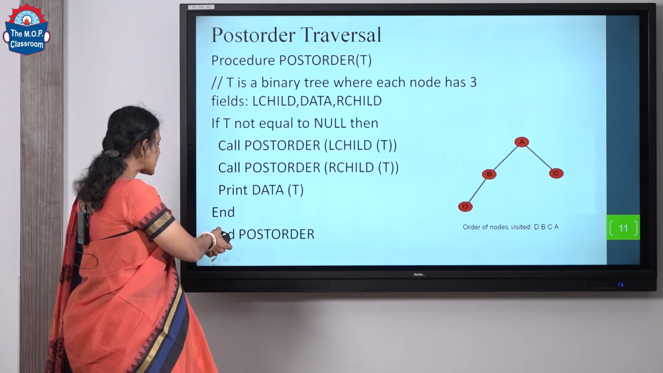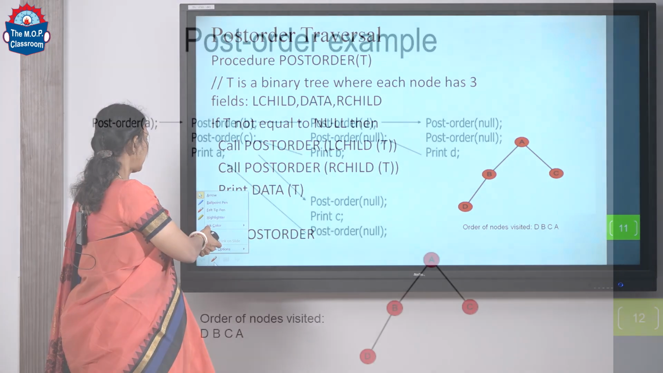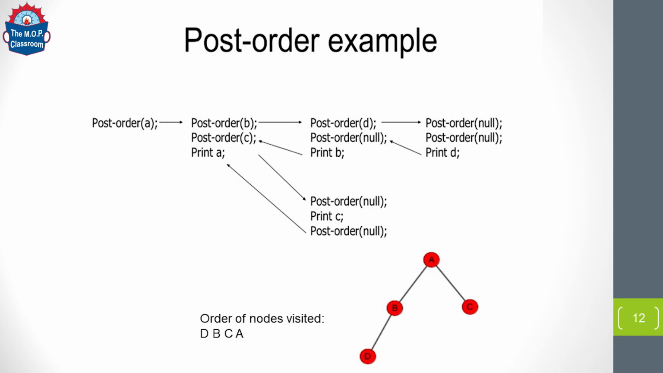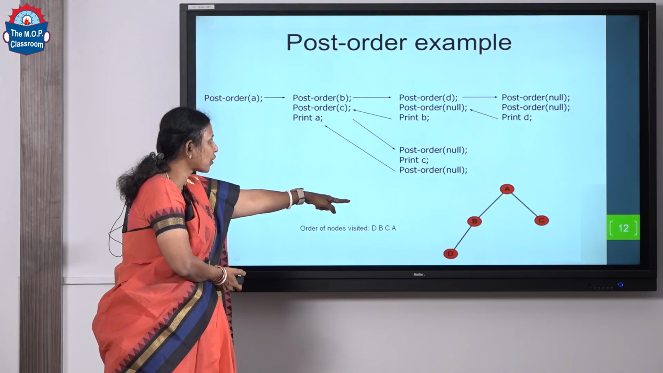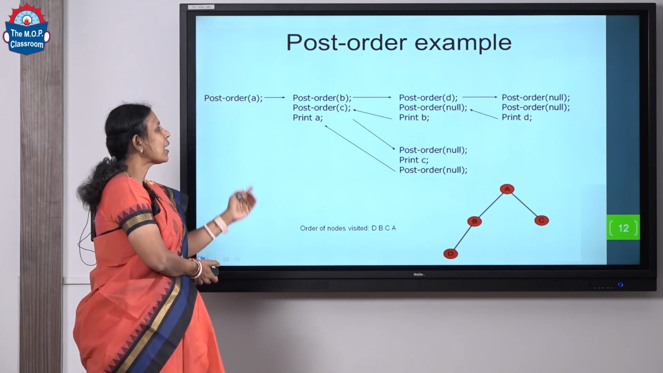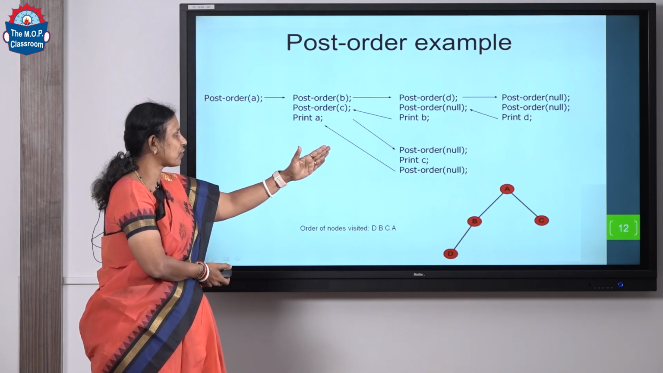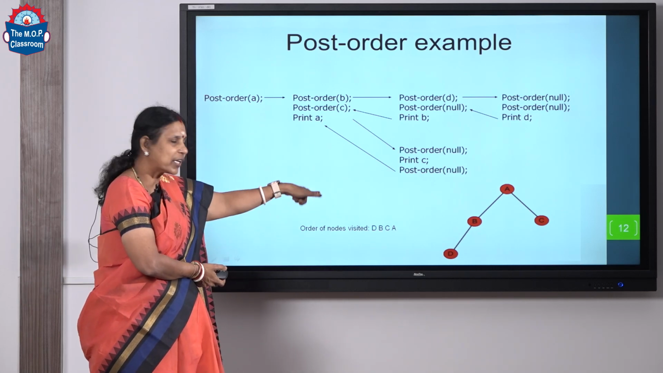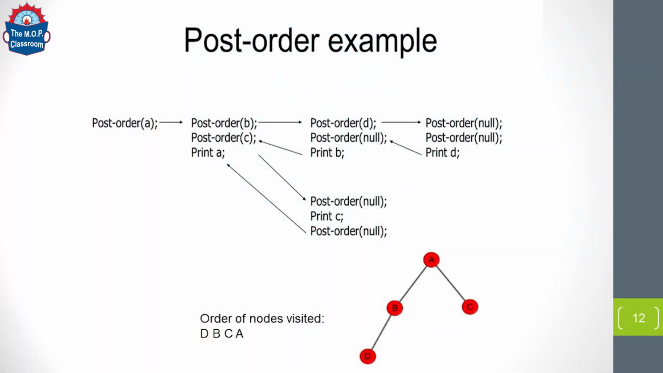We will see an example now. So, post-order of A, it will go to post-order of B, post-order of C, print A. Now, at post-order of B, it will go to post-order of D. Now, at D, post-order of null, then print data, so D will be printed. After that, it goes to B. In B, post-order of null, so the data B will be printed.